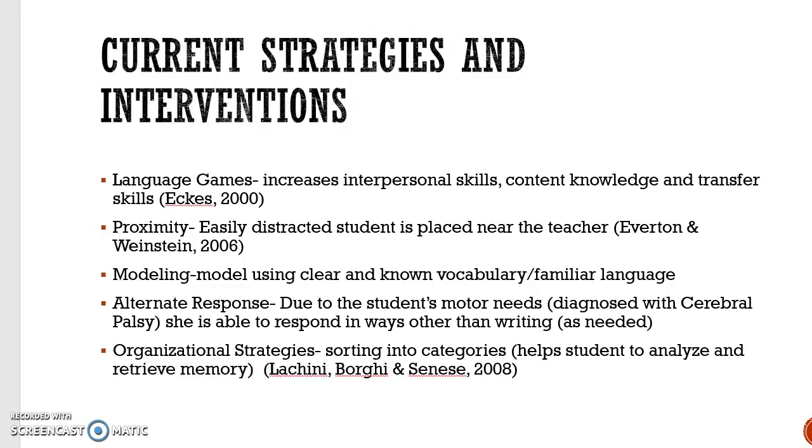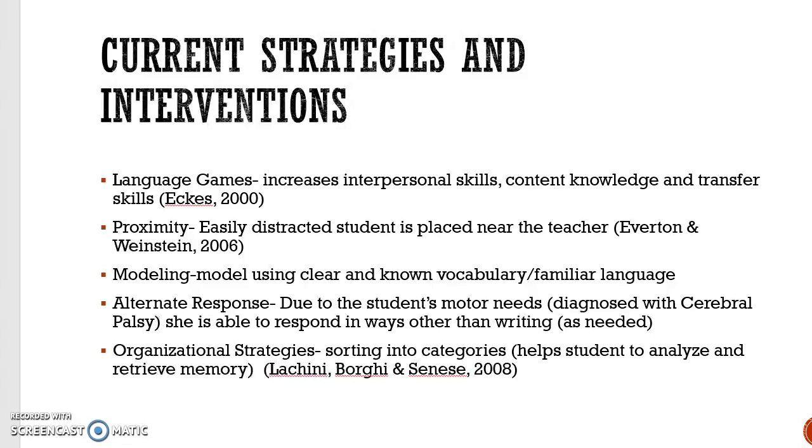Another thing that I use with her is an alternate response. I use this with her because she does have so many issues with her motor, and sometimes it is hard for her to write for long periods of time, or even the formation of her letters, it's hard for me to read, so I'm not sure if she's answering the question correctly or not. So sometimes she will use letter tiles or cut out letters and do cut and paste assignments so that she does not have to write her letters or write as many words.